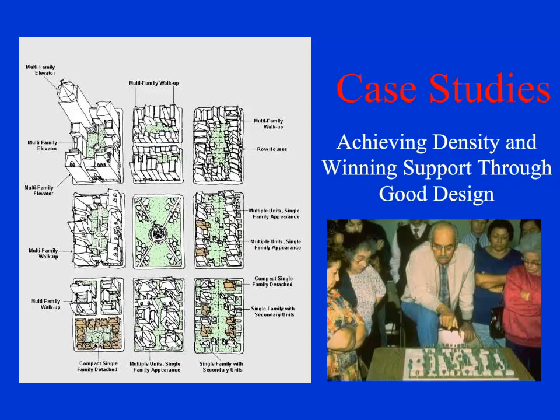So in beginning the case studies, I think it's important to recognize that in many American cities, even medium or small size, an entire range of those 6 typologies can be found. And the goal here, as we said, is to achieve density by winning support through good design. So as we go through the show, what we have to keep in mind is that the ultimate way in which many of these decisions are made is a very public way.